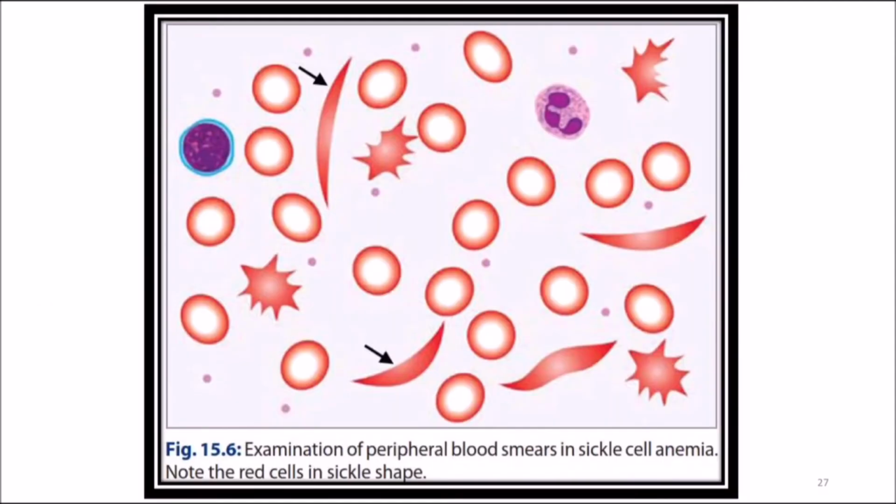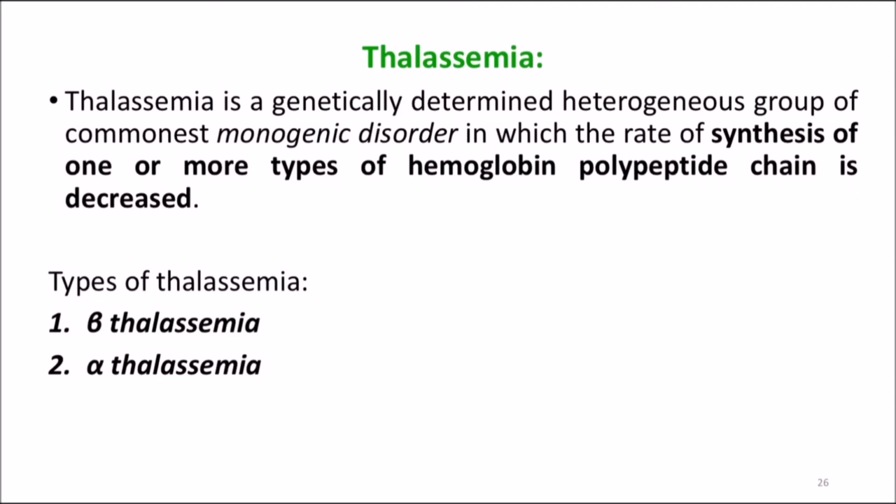This is a picture which shows the blood smear which you can see in sickle cell anemia. Note the red cells in sickle shape here. Sickle shaped RBCs you can see in sickle cell anemia in a peripheral smear. Coming to the other important type of anemia, thalassemia. What is thalassemia?